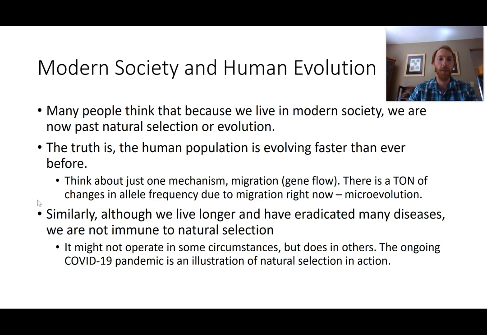Although a lot of people think that we're immune to natural selection because we have modern medicine and doctors, and that we tend to live longer and reach reproductive age, we are still susceptible to natural selection. Even though we've curbed natural selection just a little bit, we're still susceptible, and we don't have to look any further than the COVID-19 pandemic right now.